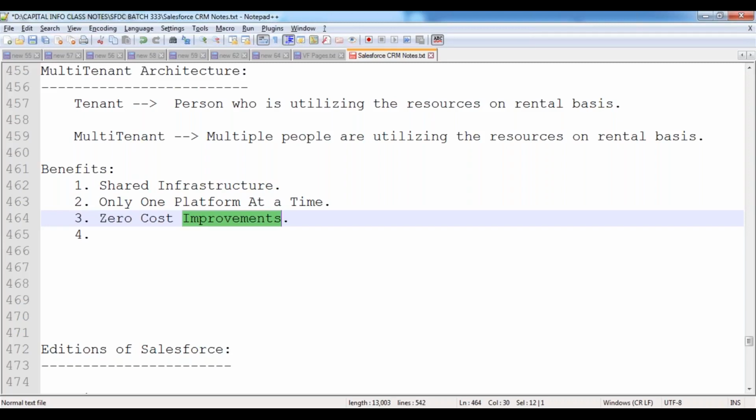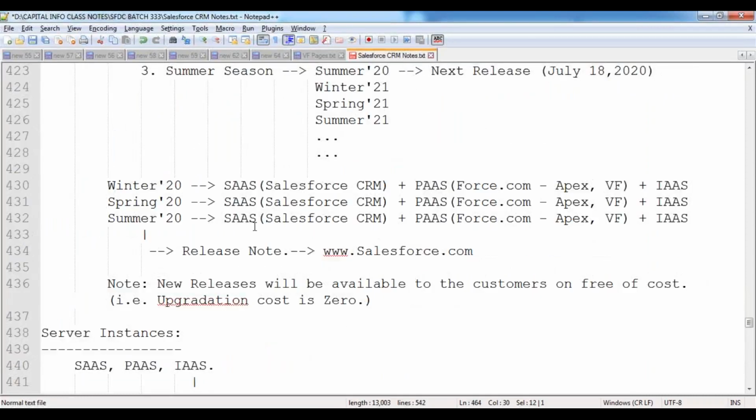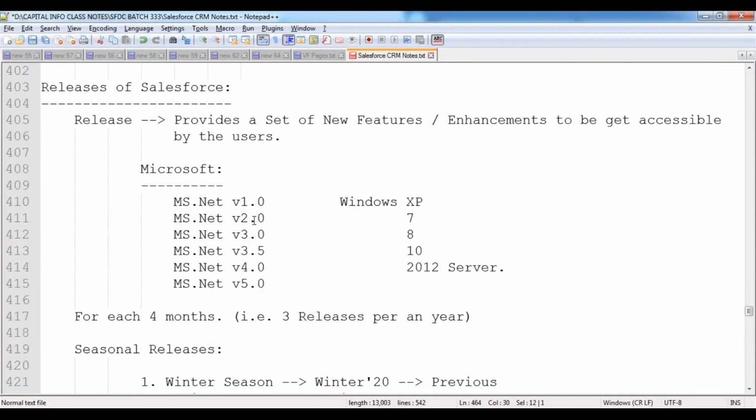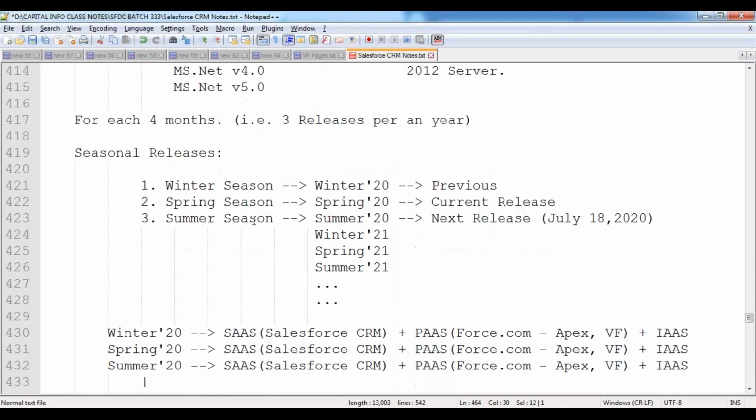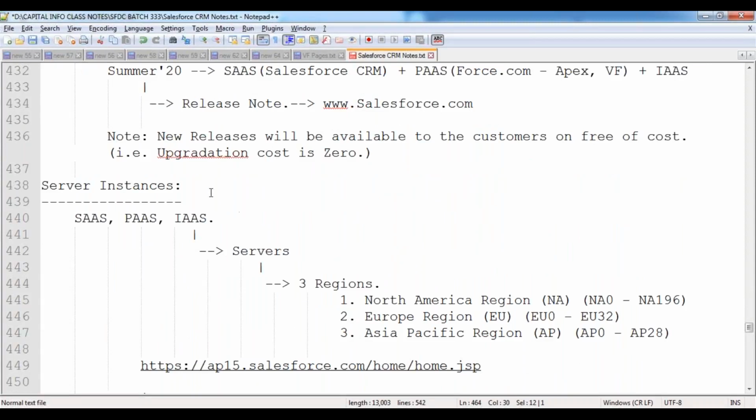No, I already told you in the previous session that the new features given by Salesforce are free of cost. You can access these new features free of cost. Salesforce is not going to charge any additional amount. New releases will be available to customers free of cost. We need not pay any additional amount to get the latest release features. Those will be available to you free of cost.